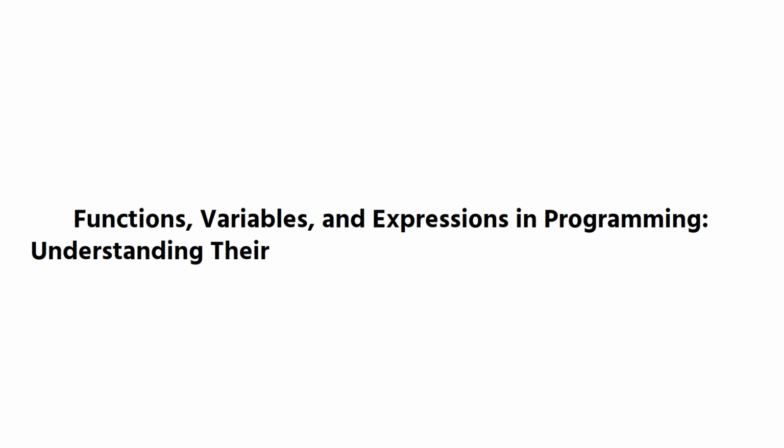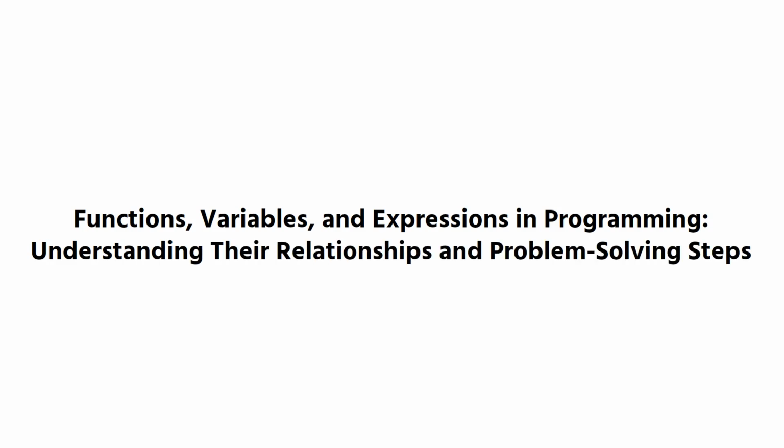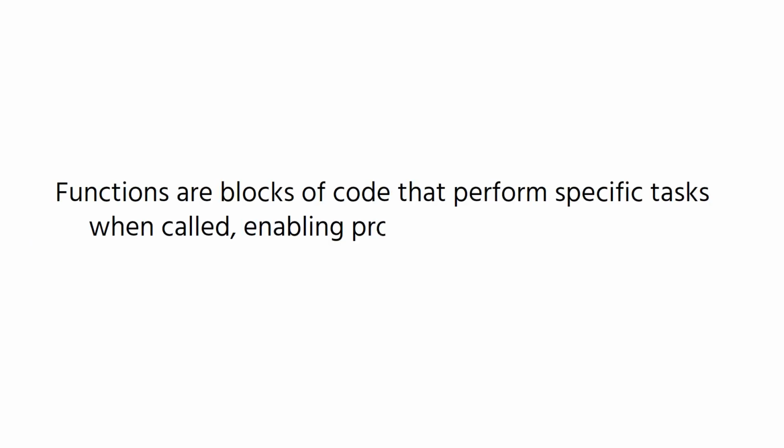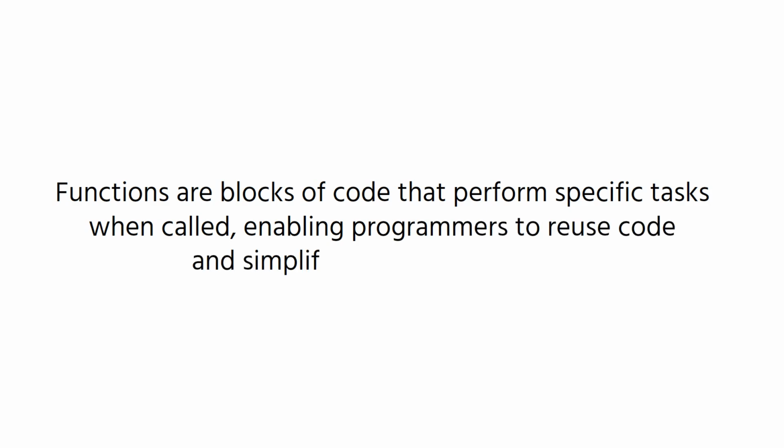Functions, variables, and expressions in programming. Understanding their relationships and problem-solving steps in programming. Functions and variables play fundamental roles, each essential for structuring code and defining logic. Functions are blocks of code that perform specific tasks when called, enabling programmers to reuse code and simplify complex operations. Each function can take inputs, called arguments or parameters, passed in when the function is called.